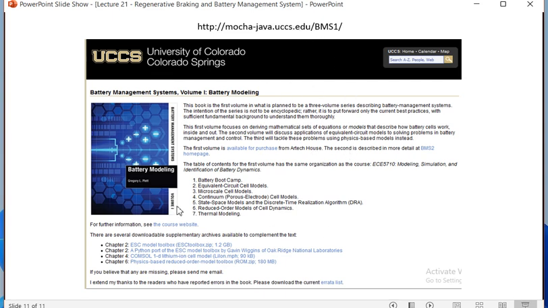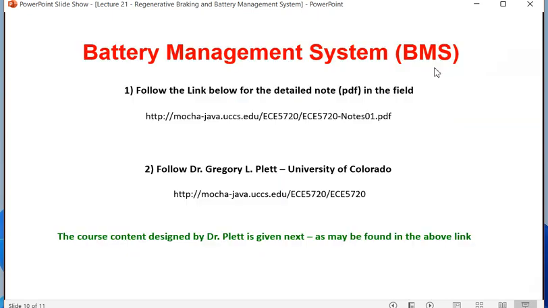This is the first module, battery boot camp, equivalent circuit cell models, microscale cell models, all those things, and chapters 2, 3, 4, 5. Then chapters 2, 4, 6, the ESC model toolbox, then the Python port. So all the practical approaches related to battery modeling are covered here. I have actually downloaded their notes also, and that note we are going to discuss immediately after this. So these are the two links you should follow while you are studying the battery management system.